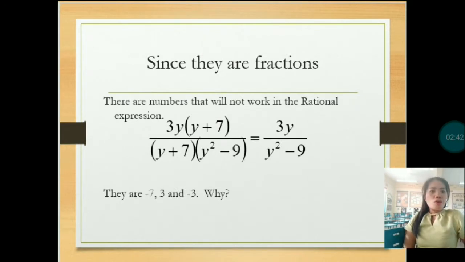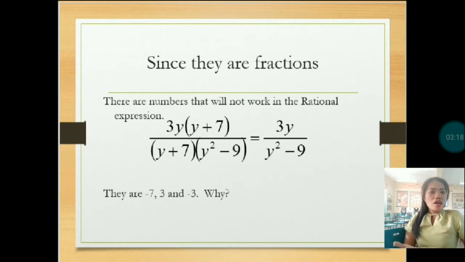Now what about this one? There are actually numbers that will not work in a rational expression, since we also discussed how to get the solutions on rational expressions. In this case, let's recall these certain numbers that would not work in this rational expression. What do you think? They are negative 7, positive 3, and negative 3.